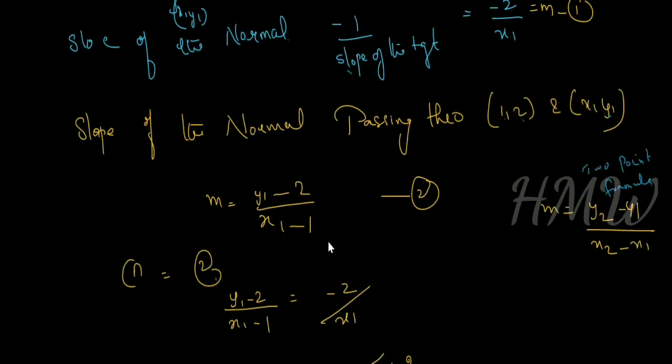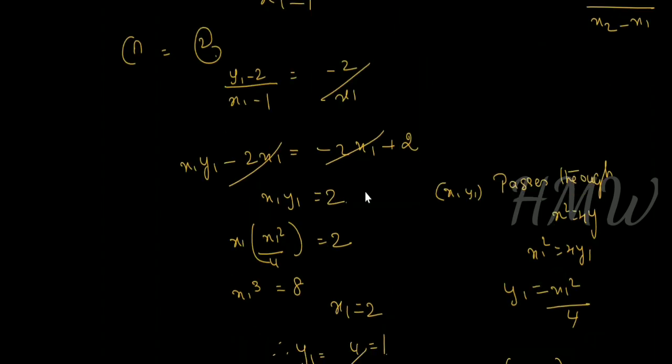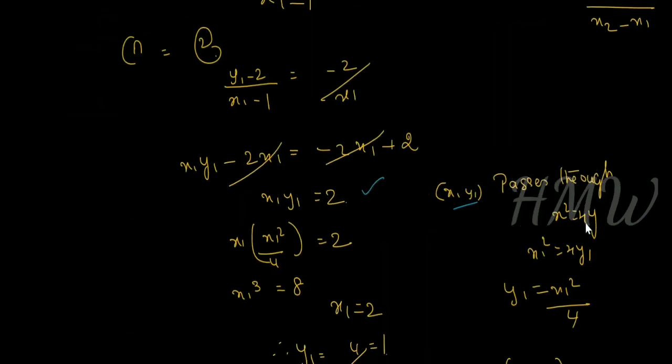When you equate these two, (y1 minus 2) by (x1 minus 1) is minus 2 by x1. So cross multiply: x1 y1 minus 2x1 equals minus 2x1 plus 2. Minus 2x1 cancelled. So x1 y1 is 2. Now this point x1, y1 passes through the curve. What is the equation of the curve given? x square is equal to 4y. So x as x1, y as y1: x1 square is equal to 4y1. So y1 is x1 square by 4.